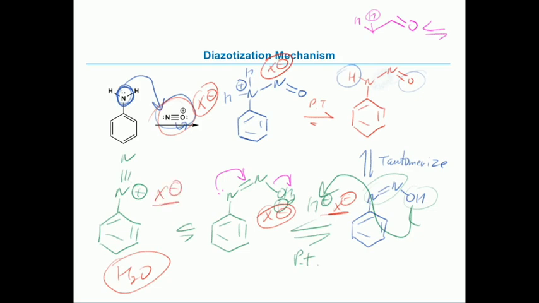Now, typically, this is done with HCl as the acid that's added. So very common, X minus is equal to chloride in these cases. And that's just practically, usually, we're using HCl as our acid, but really the X minus here is whatever species was the counterion to the strong acid that we're using.